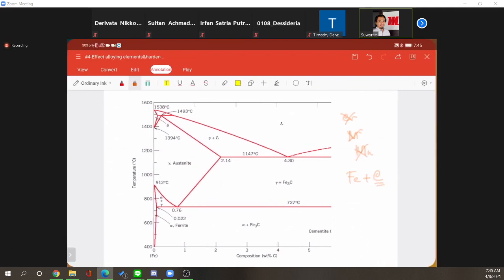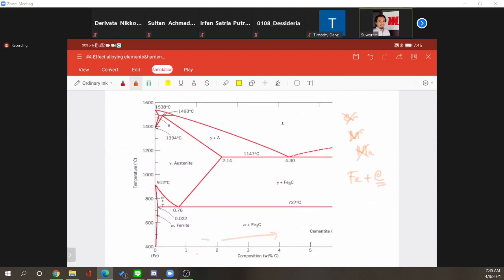The amount of carbon is something like that. So it is 0.8 here, and this is 1, 2, 3, 4, 5 weight% of carbon. So the question is how if we add more nickel into this phase diagram, as you mentioned, or how if we add more chromium.